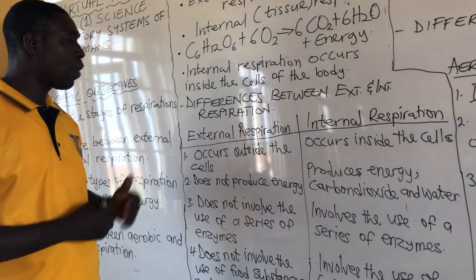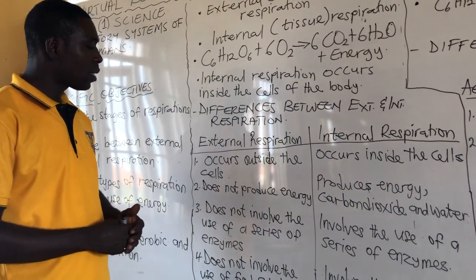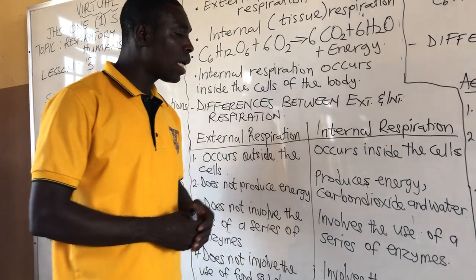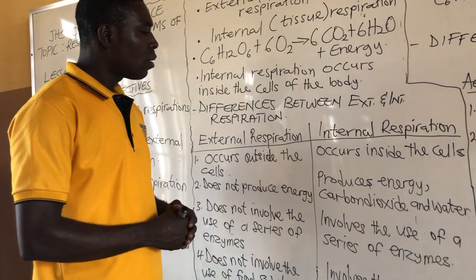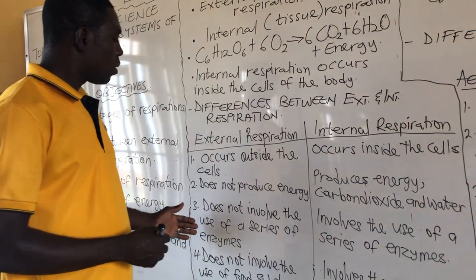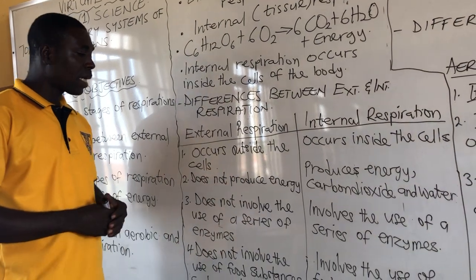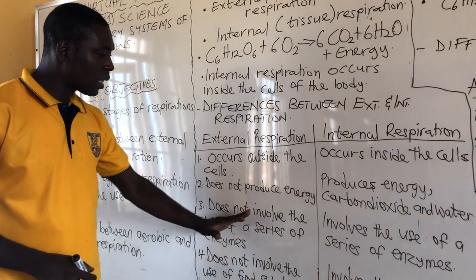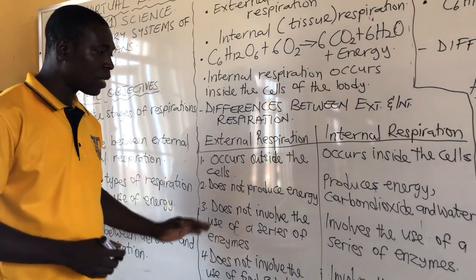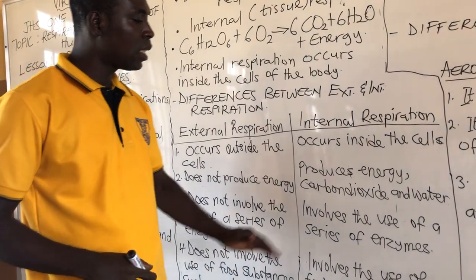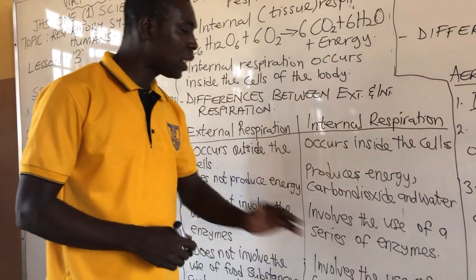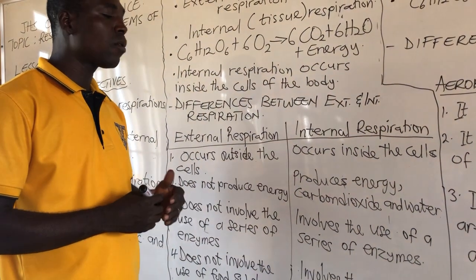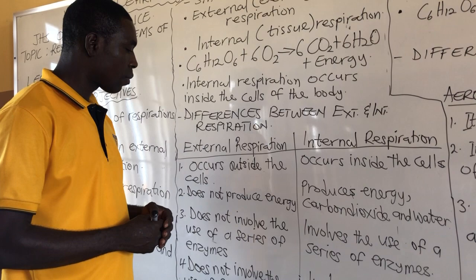Let me take the third difference again. For the external respiration, it does not involve the use of series of enzymes. But with the internal respiration, it involves the use of what? Series of enzymes. That is a catalyst which speeds up chemical reaction or digestion of food.